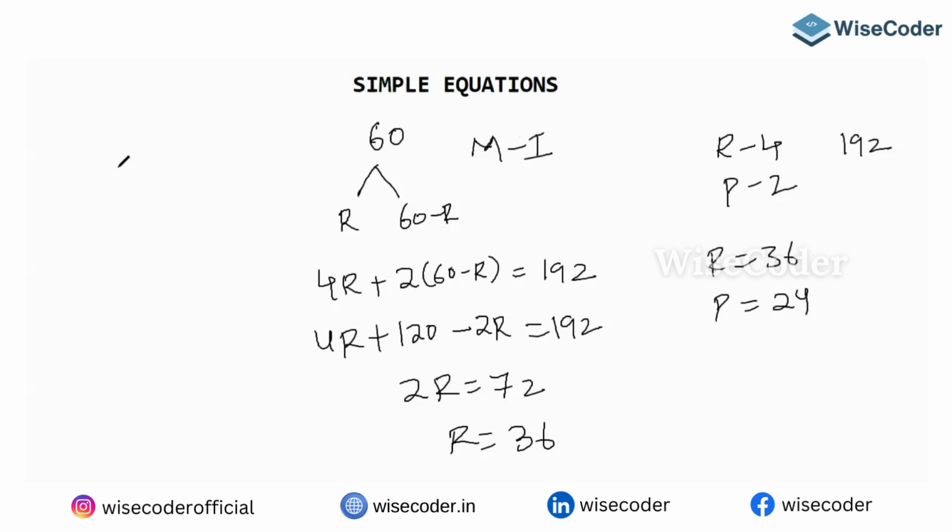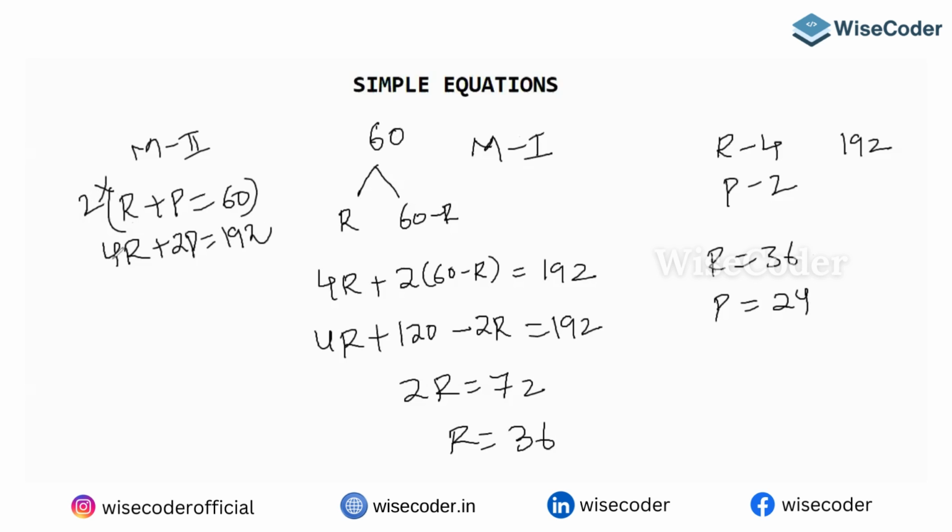What is method 2? You can do it by making 2 equations. Rabbit plus peacock equals 60. A rabbit has 4 legs, a peacock has 2 legs, and the total is 192. So multiply the first equation by 2, and you get 2R plus 2P equals 120. If you subtract, the P terms cancel, and you get 2R equals 72.